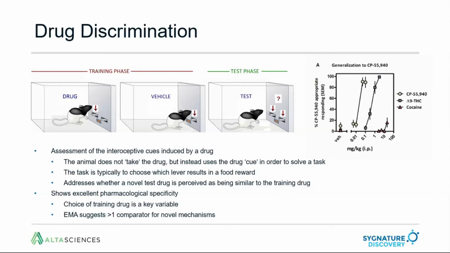In terms of EMA and FDA guidance, generally speaking, they're fairly well aligned in terms of expectations around drug discrimination. They both emphasize the choice of training drug as a key variable. And I guess if there's one difference between them, it is that the EMA suggests that you might look at more than one comparator for novel mechanisms. That is, use the drug discrimination model as a way of identifying appropriate comparators for maybe some of your other non-clinical or even a human abuse potential assessment. Next slide, please.